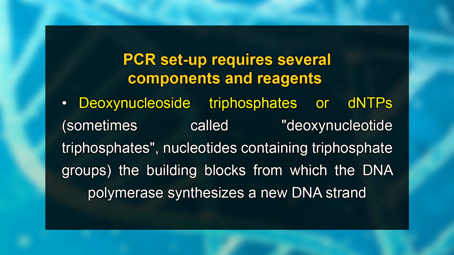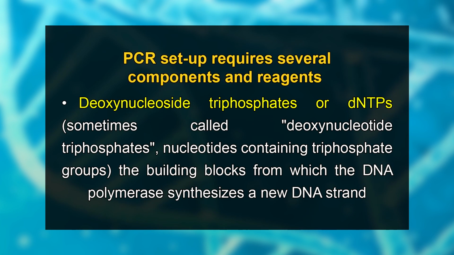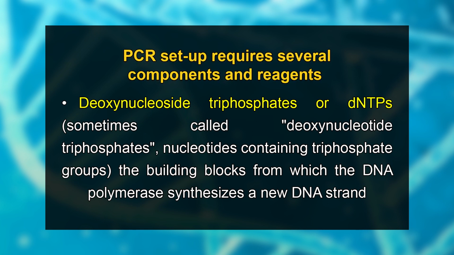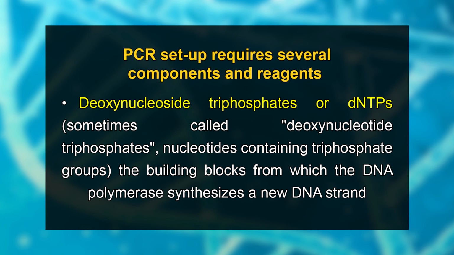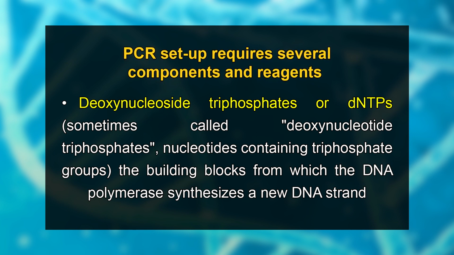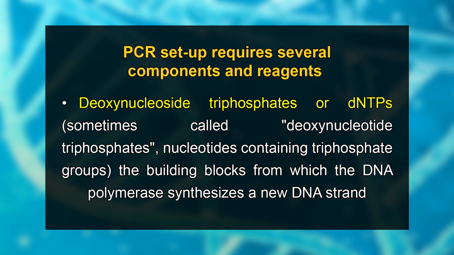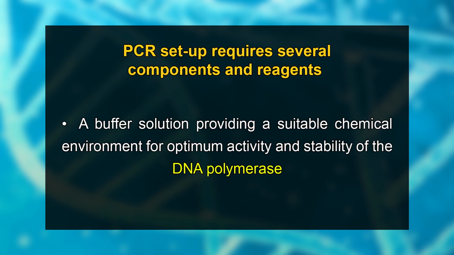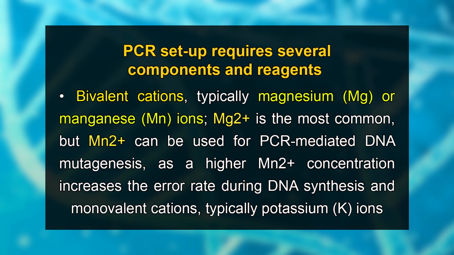It also requires deoxynucleoside triphosphates or dNTPs, sometimes called deoxynucleotide triphosphates, or nucleotides containing triphosphate groups, the building blocks from which the DNA polymerase synthesizes a new DNA strand. It also requires a buffer solution providing a suitable chemical environment for optimum activity and stability of the DNA polymerase. It also requires bivalent cations, typically magnesium or manganese ions.